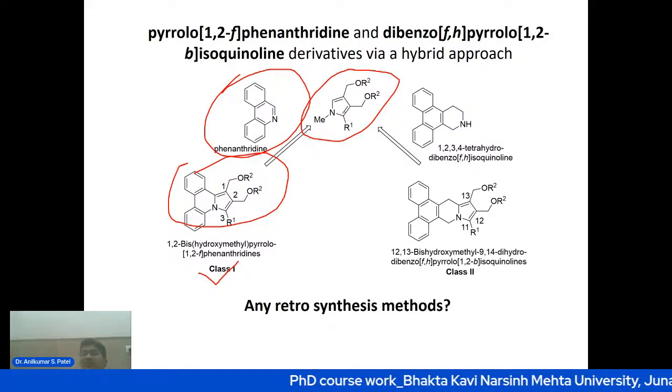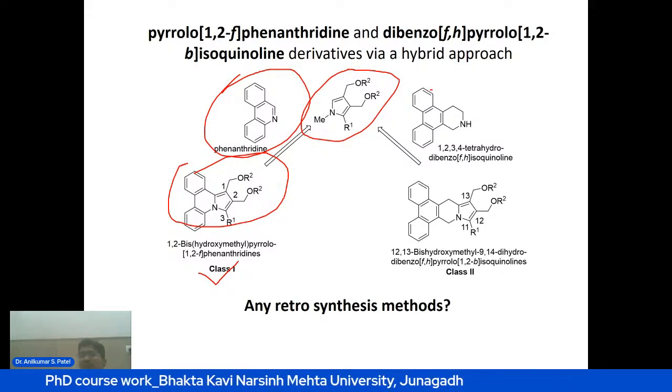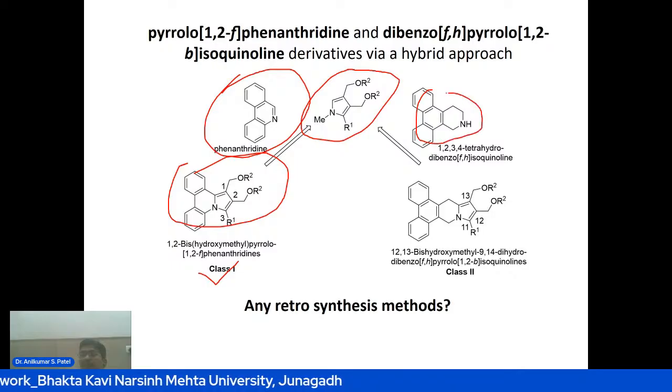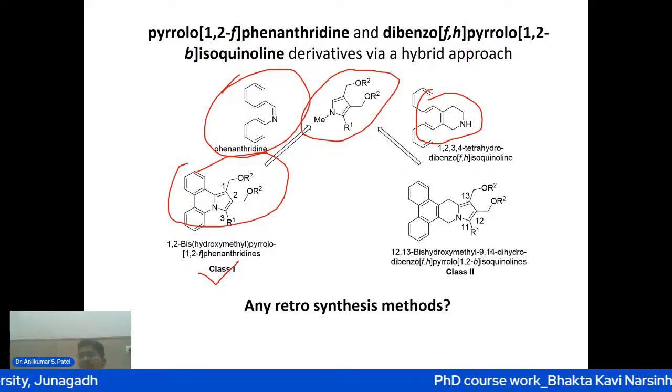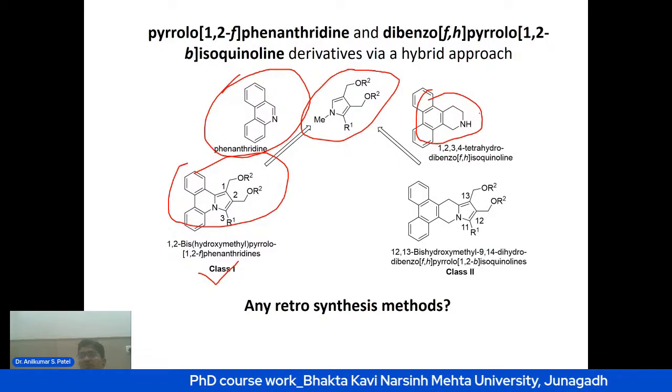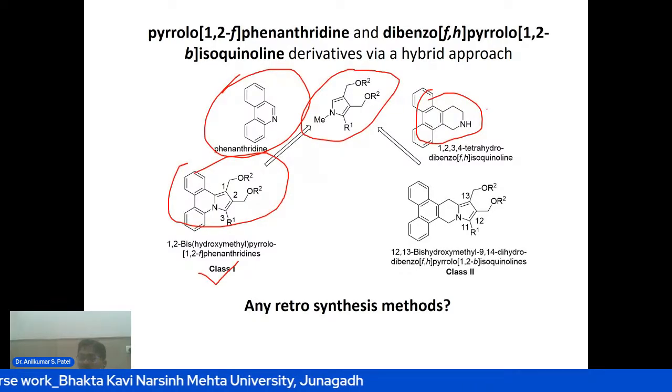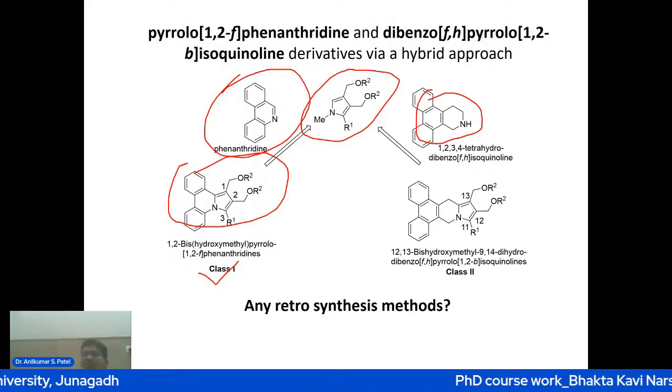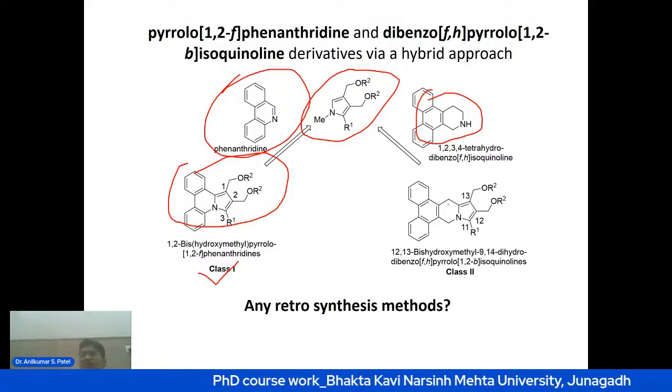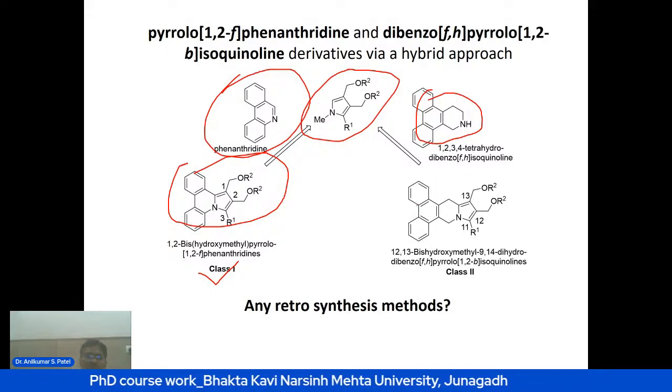Similarly, we combined the bis-hydroxymethylpyrrole with dibenzoisoquinoline, because the dibenzoisoquinoline type of compound is already reported in the literature as a natural product, which also gives very good anti-cancer activity. So combining these two pharmacophores, we prepared dibenzopyrroloisoquinoline as class 2.